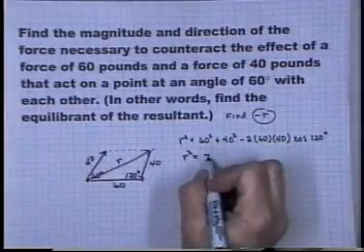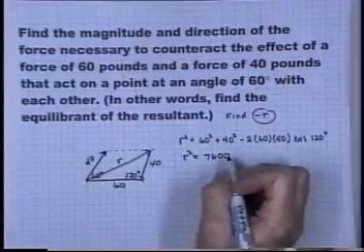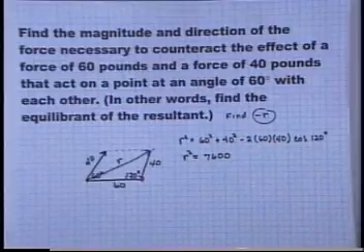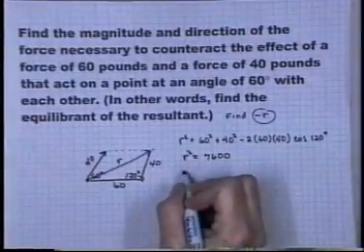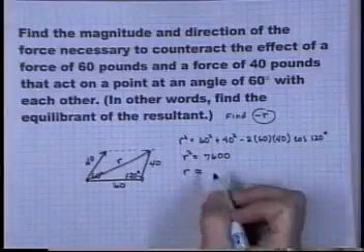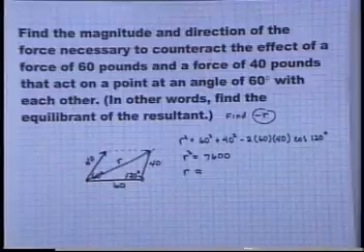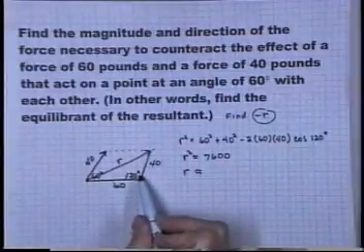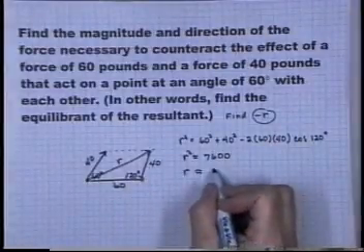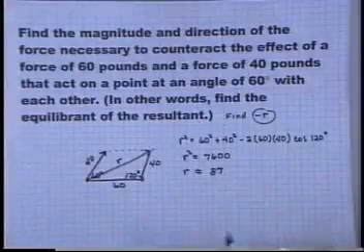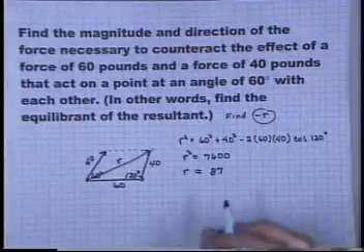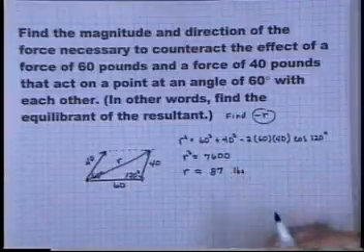So for R squared, I have 7,600. Now, let's get R. We'll take the square root of 7,600. Now again, I'm getting decimal places, but we're given degrees here, so we'll keep two significant digits. So R is approximately 87 pounds. Let me label that.